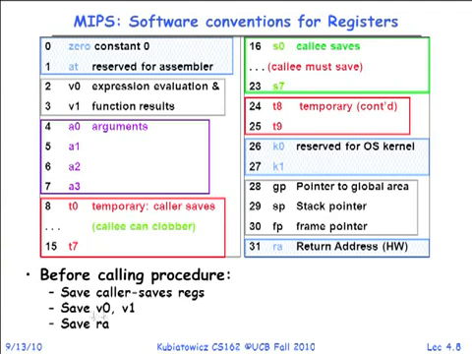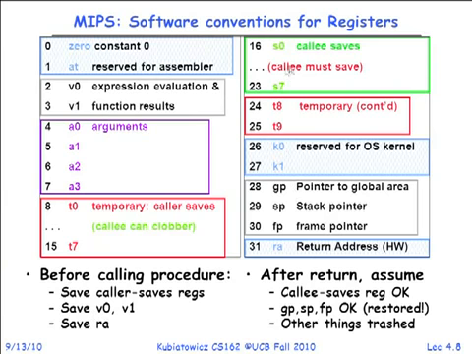Okay, and after the return, we'll assume that all the callee saves registers, that's the green ones, are good. Why is that? Because if you ever want to use a green register, you've got to save it and restore it. Okay, that's why it's called callee saves. The one who's called saves them for you. We know that GP, SP, frame pointer are good. Okay, other things are trashed.